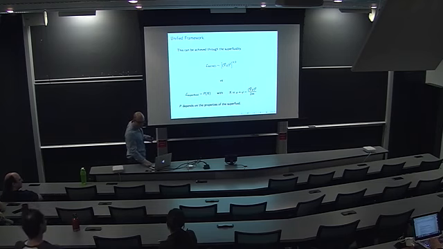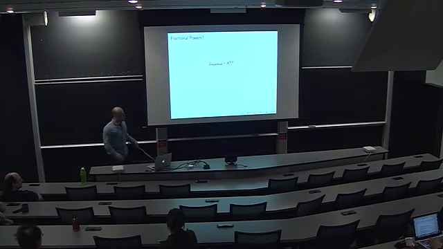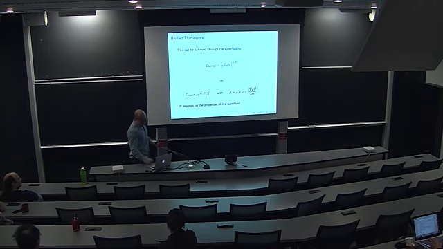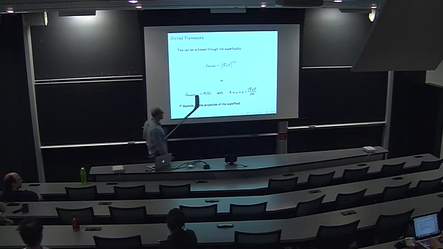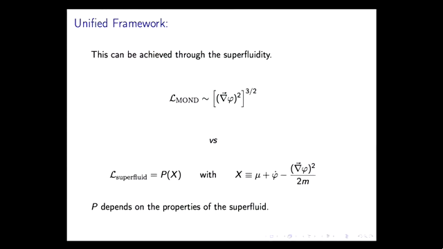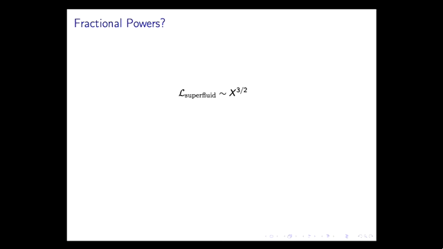But anyway, the main message is that this P of X is determined by the properties of the superfluid. We said that we have this nice observation that these MOND-like actions seem to be emerging in some very special superfluid theories where gradients are strong. But of course, the first question is about fractional powers, right? Can we really have a superfluid with X to the fractional power?